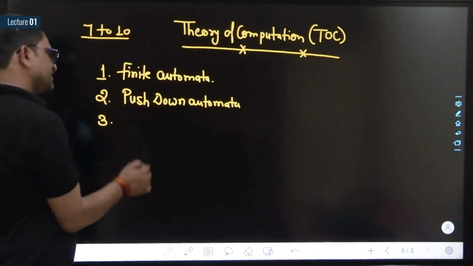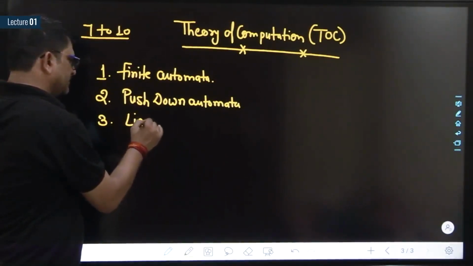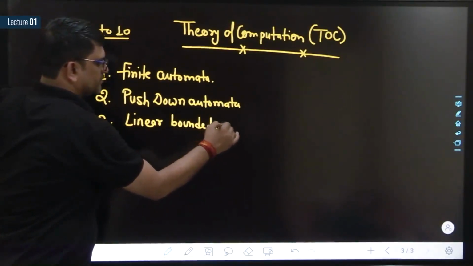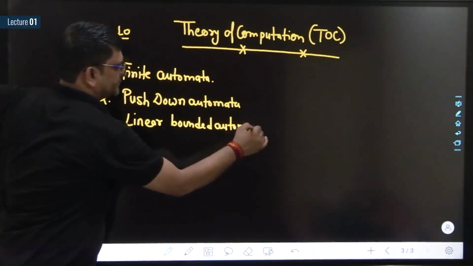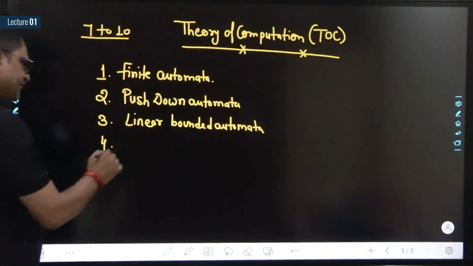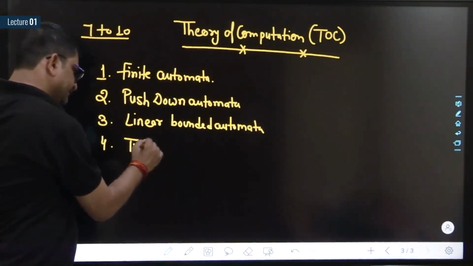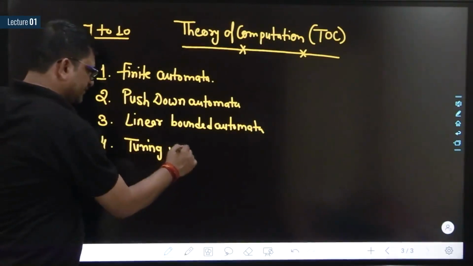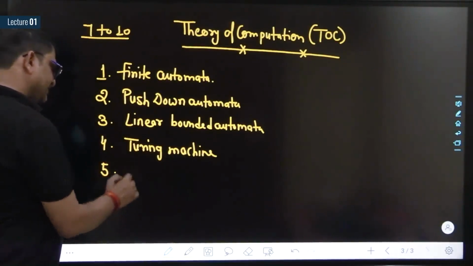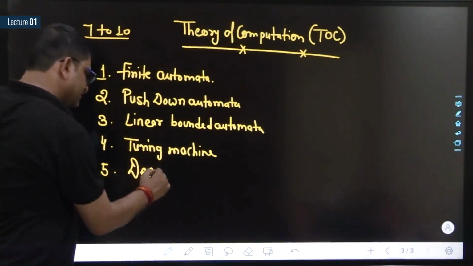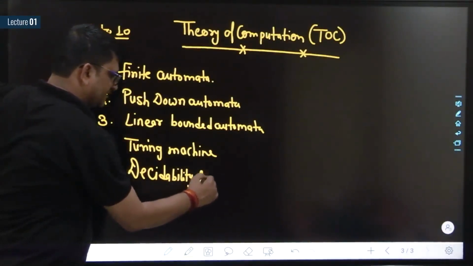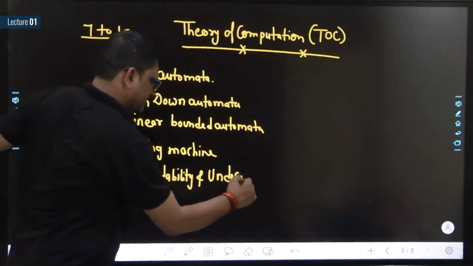Third topic in this subject is linear bounded automata. Fourth topic in this subject is Turing machine. Fifth topic in this subject is decidability and undecidability.